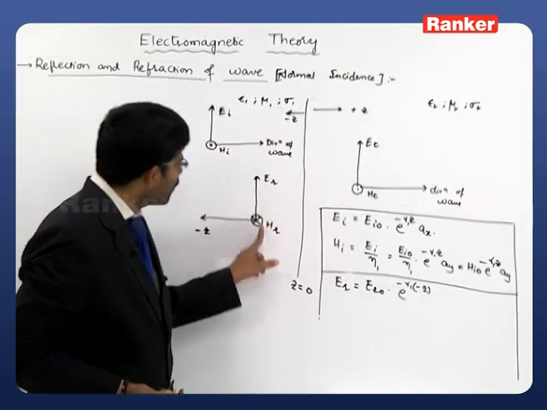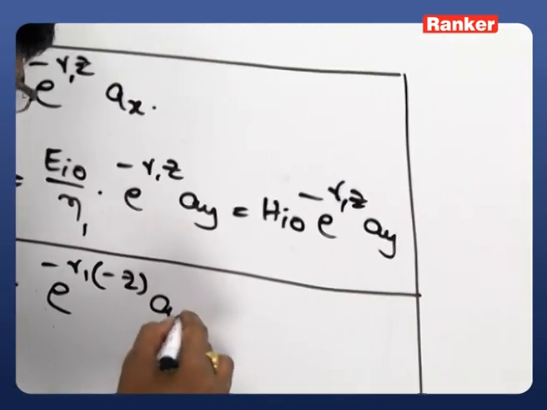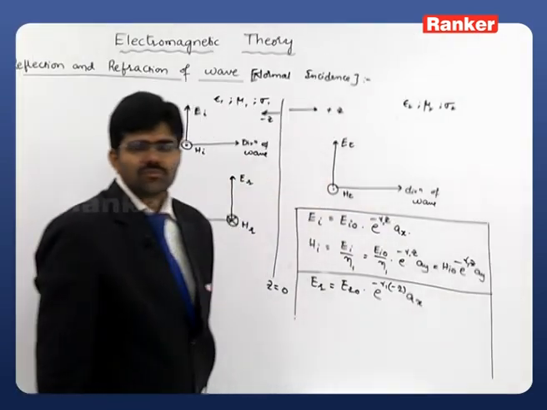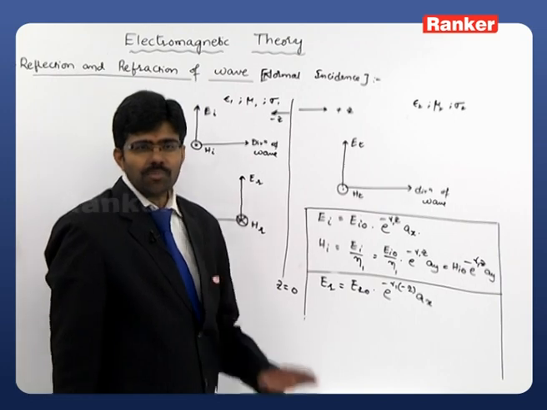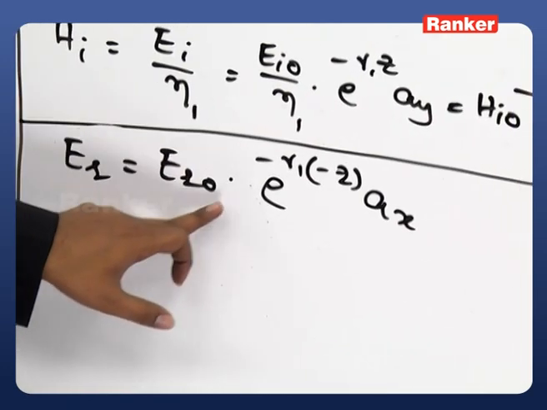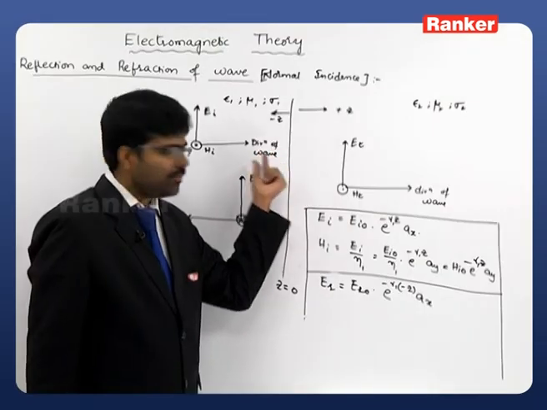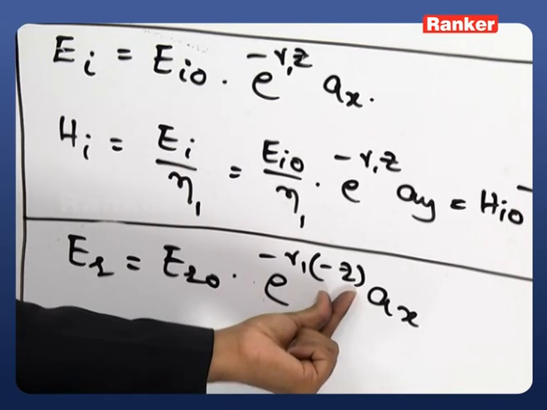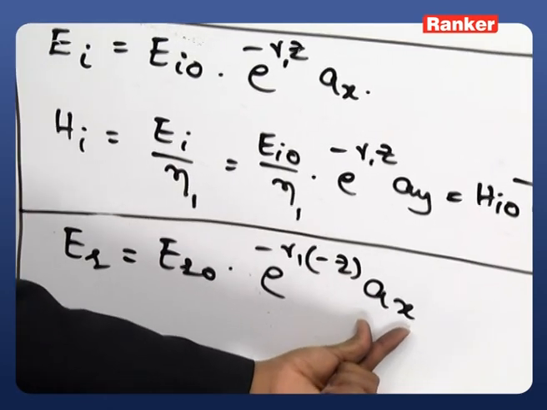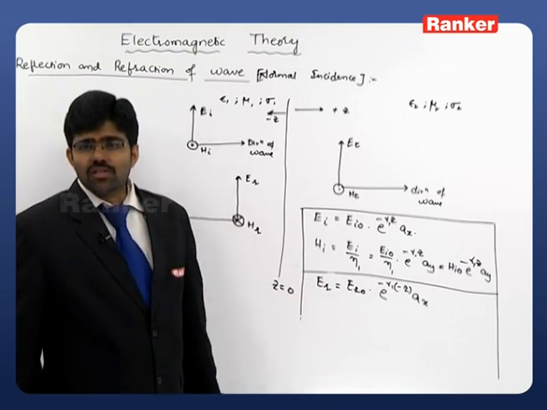And what is the direction of this electric field? X direction. Therefore I will write this one as ax. Writing the equation is very, very important, right? The reflected wave is equals to initial value, some amplitude, multiplied with the propagation constant gamma 1, since it is in same medium gamma 1, and it is traveling in negative z direction and the field exists in x direction only. So now we are supposed to write down the equation of HR also.